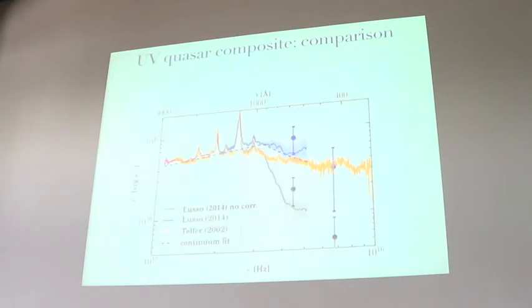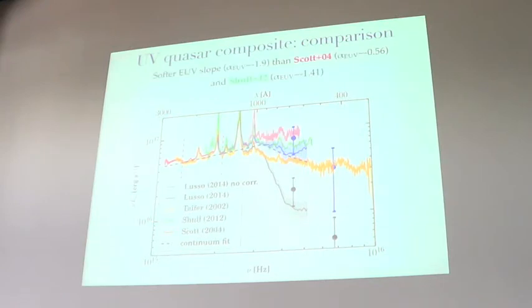So just for completeness, I'm going to show you very quickly where the Shang composite is and the Scott composite, which, as I told you, doesn't have any break, but it doesn't go blue. So it seems that there is quite a difference depending on the luminosity. These composites are probing different luminosities and different redshifts.